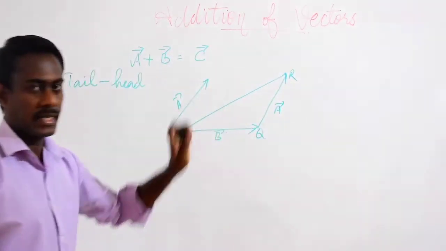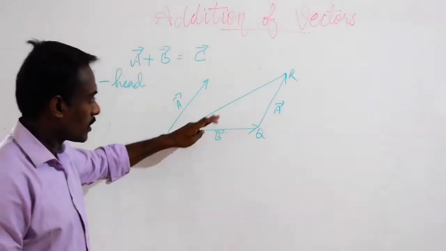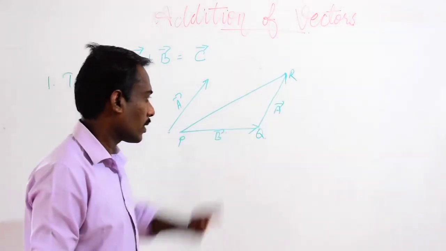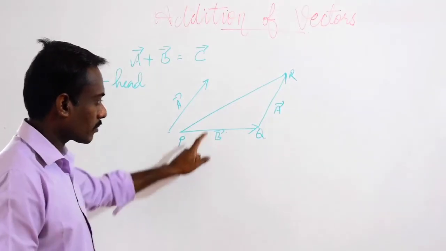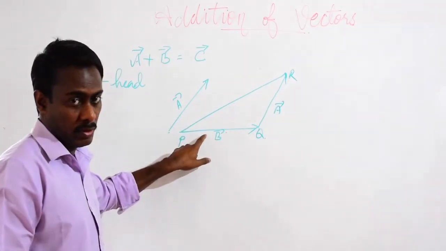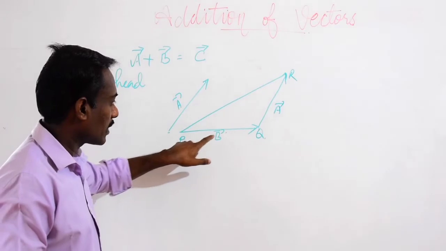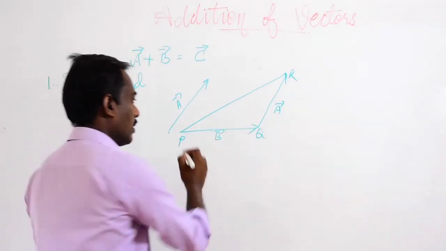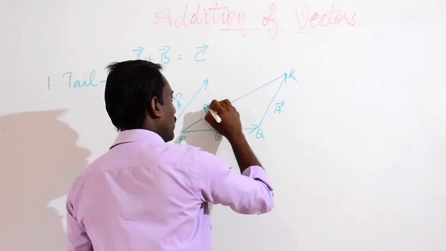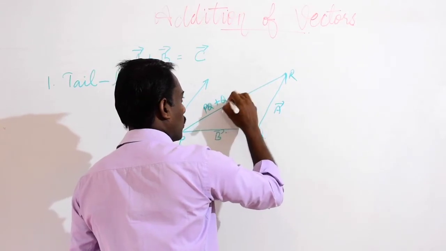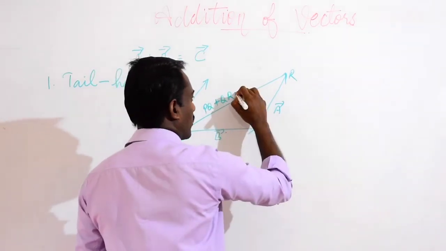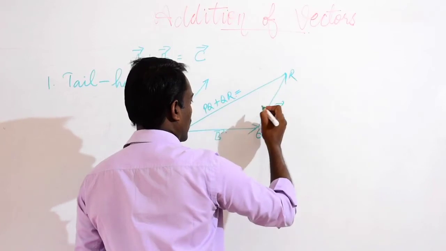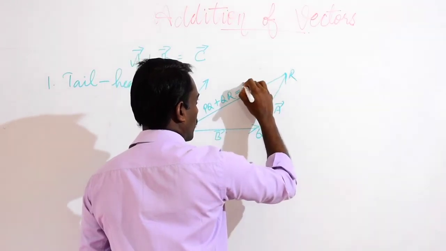Now this forms a triangle. Okay, and this forms a triangle PQR. And the resultant vector will be the sum of the vector A and B. And what is that? PQ plus QR will be the resultant vector. That is, the resultant vector can be written as C.